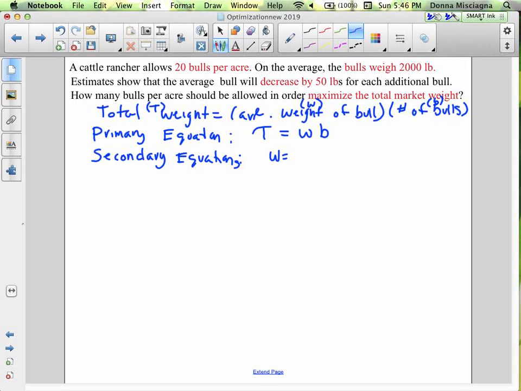So they start off weighing 2,000 pounds. But every time you put a new bull into the pasture, the bull's weight is going to decrease by 50 pounds. So it's not 2,000 minus 50. That would be what his weight would be if we only put one bull in there. If we don't know how many bulls are going to be in there, that's going to be x. So weight decreases by 50 pounds for each bull. That's where that constraint comes in.